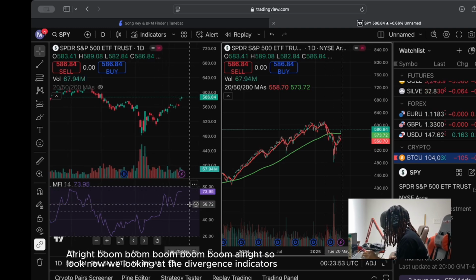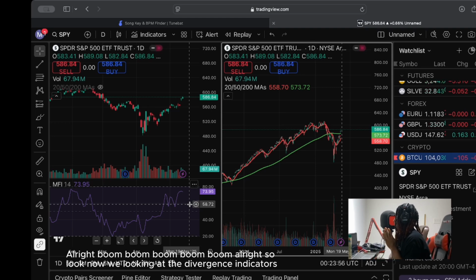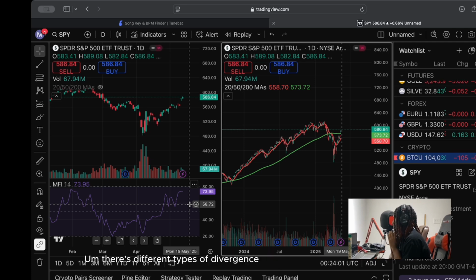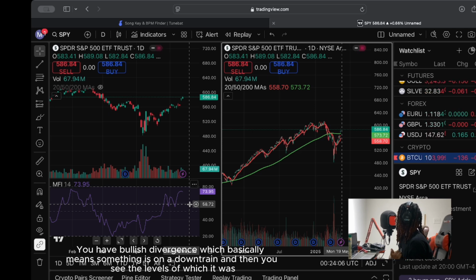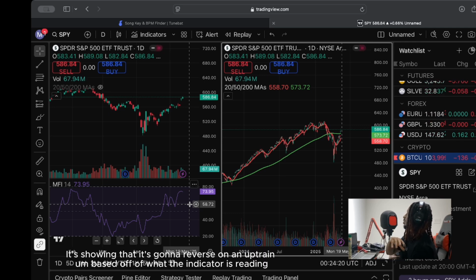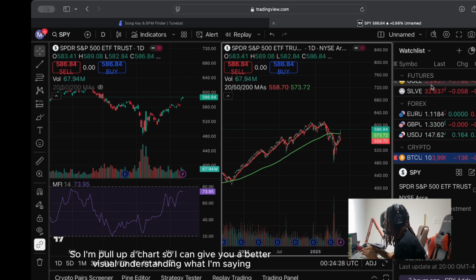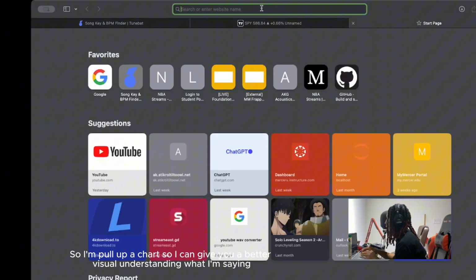All right, so look, now we're looking at the divergence indicators. There's different types of divergence. You have bullish divergence, which basically means something is on a downtrend, and then you see the levels showing that it's gonna reverse into an uptrend, based off of what the indicator is reading. So I'm gonna pull up a chart so I can give you a better visual understanding of what I'm saying.